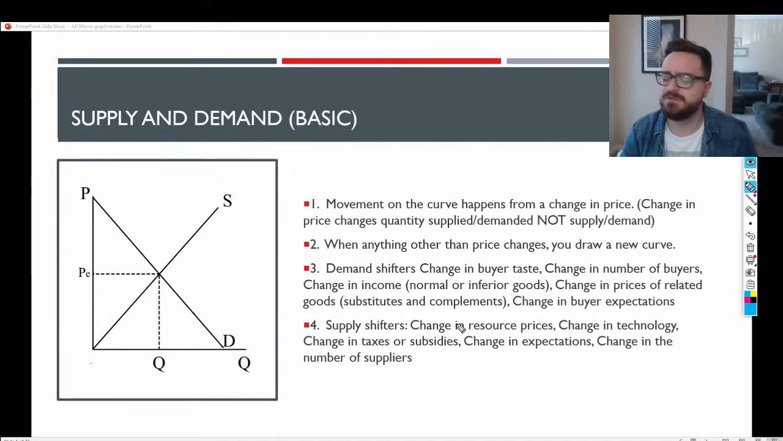For supply shifters, the acronym here, I'm going to use the appropriate version of it. I have a dumber version that my students will reference.